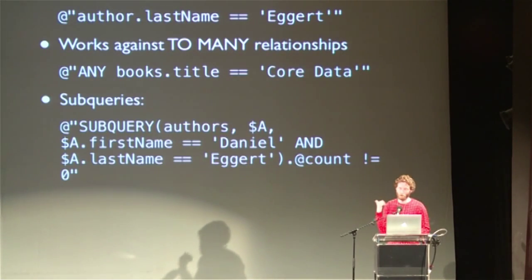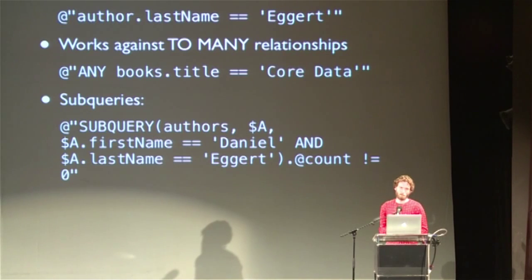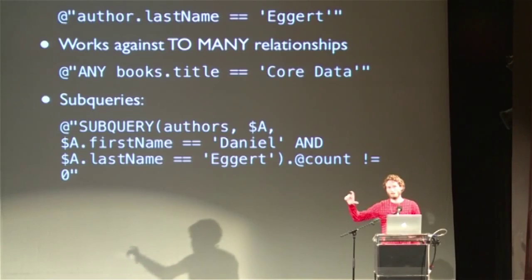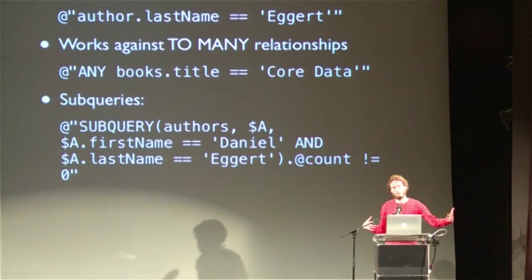And the very advanced and very powerful thing you can do with these queries are predicates that are subqueries. It's an advanced topic, but if you go through a relationship and you want to check stuff on that relationship, you cannot just check that the first name is something and also that the last name is something, because the first name might match on one author and the last name on another author. Subqueries allow you to do very powerful things.